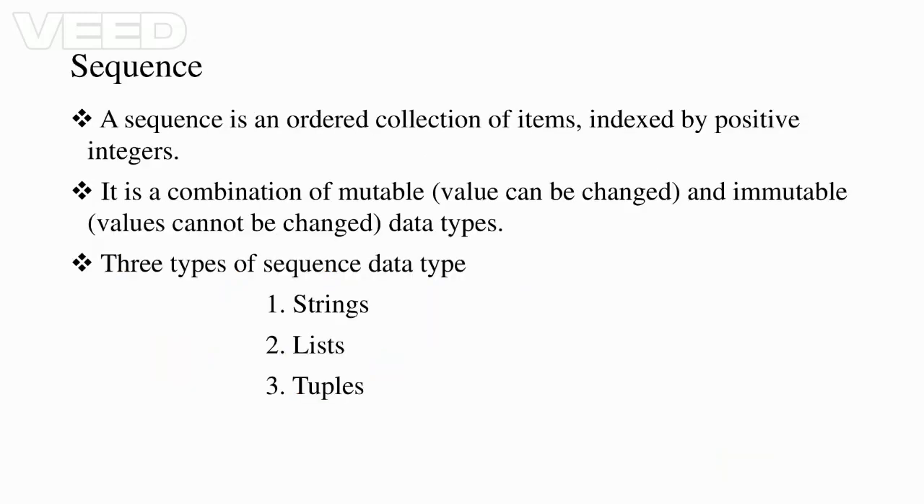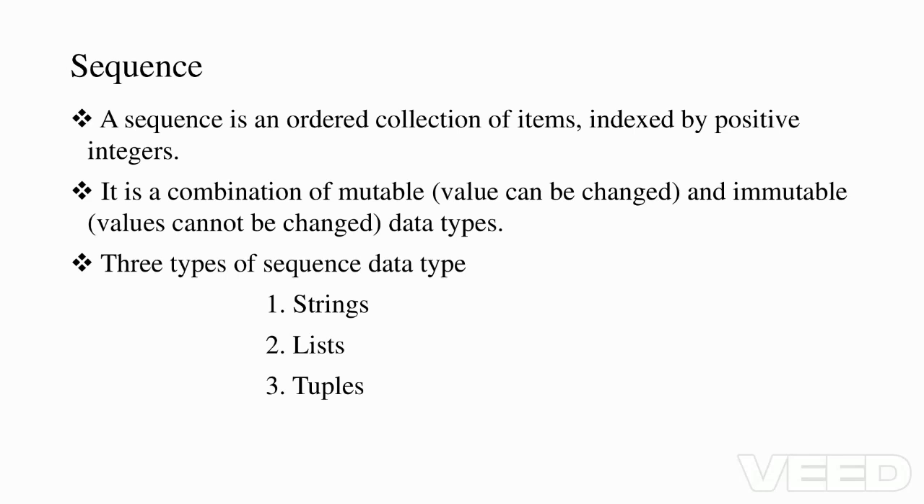Next one is a sequence. A sequence is an ordered collection of items indexed by positive integers. It is a combination of mutable and immutable. Mutable means values can be changed, and immutable means values cannot be changed. These are two types of data types. It will be mutable or it will be immutable.